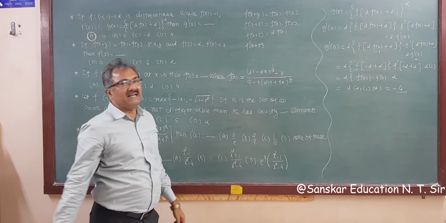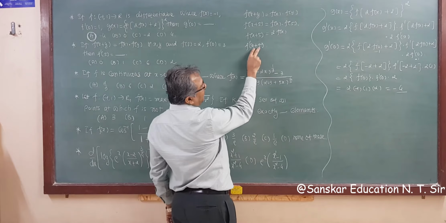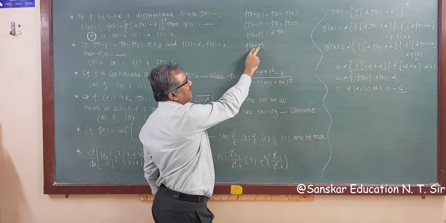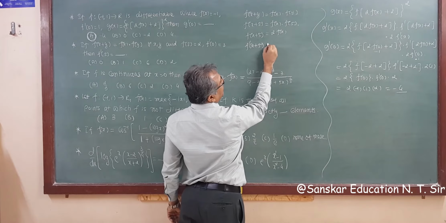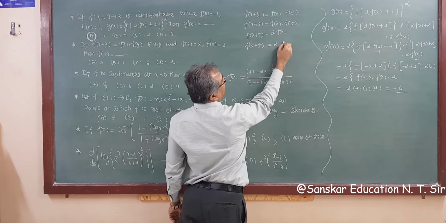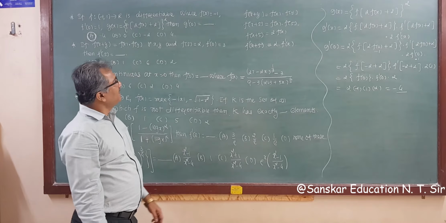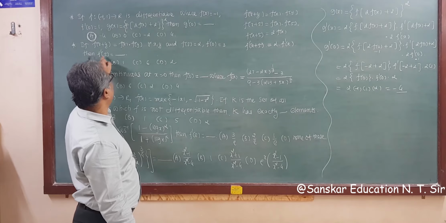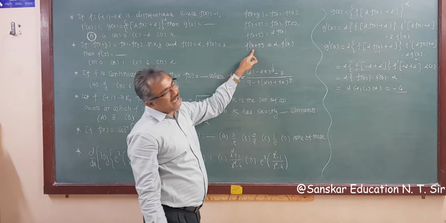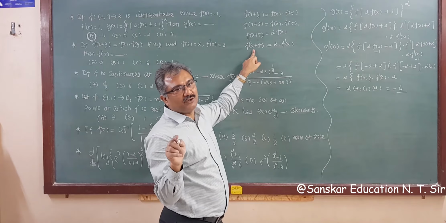That is f dash x plus 5. And the derivative of the bracket, that is x plus 5, is 1 and 0, so no need to write. 2 is a constant, and the derivative of f(x) is f dash x. Right? So now we have to find out f dash 5. If we take x equal to 0, then we get f dash 5, otherwise not.